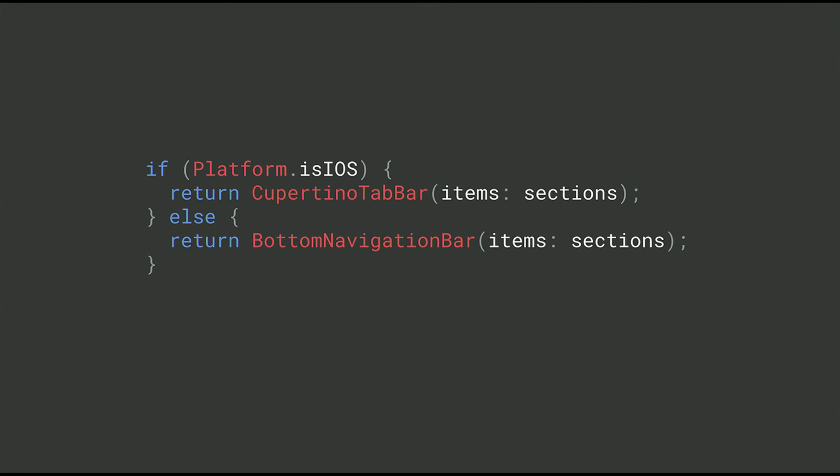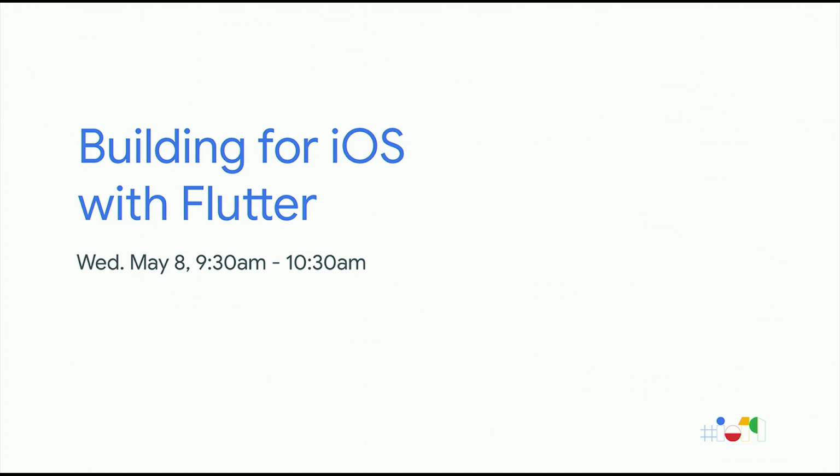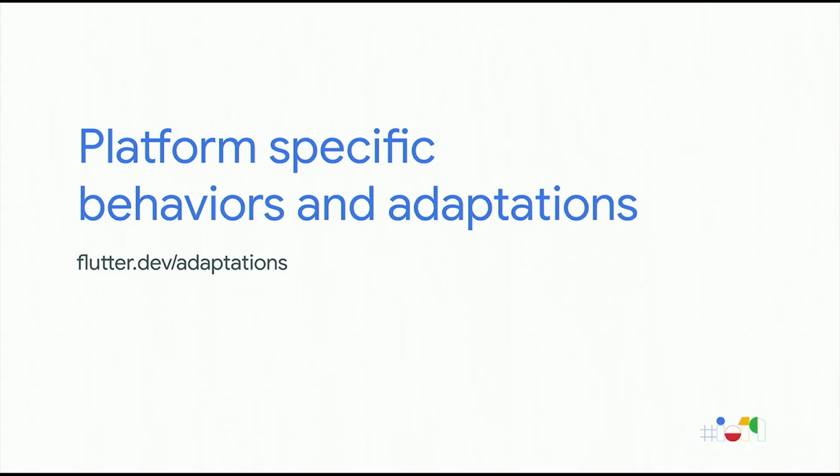Just use the platform class to check if your widget tree is being built in iOS and return the widgets you'd prefer. For more on how to use Flutter on iOS, watch the talk Building for iOS with Flutter tomorrow morning. There's also a great document outlining all the ways Flutter adapts for iOS at flutter.dev/adaptations.